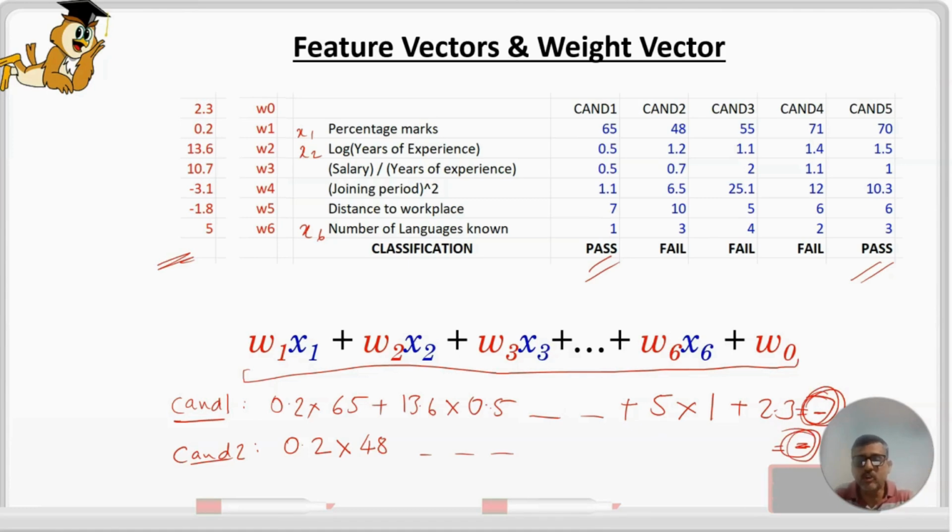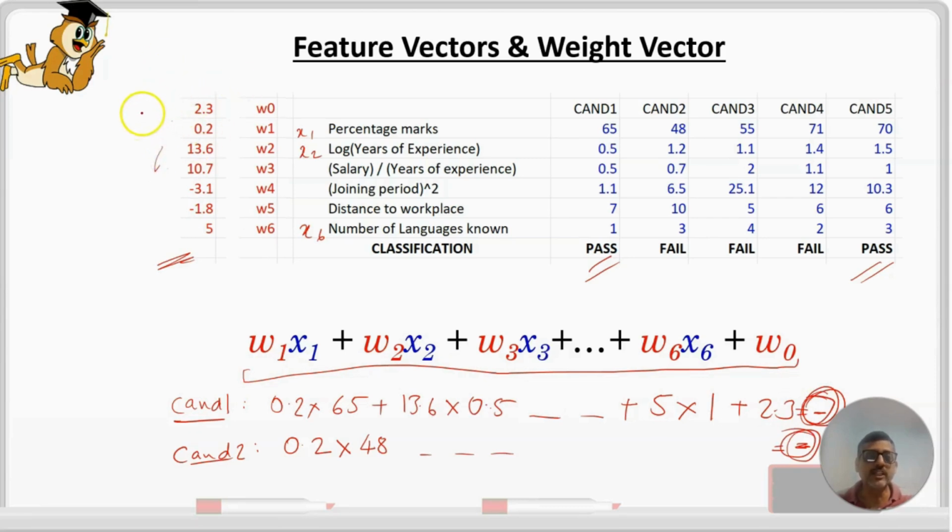Now this may not happen. You may observe that these values of W don't quite work, and therefore this hyperplane is not a good separator. What do you do? You modify the values of W.